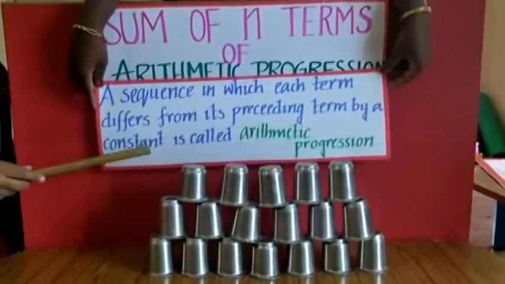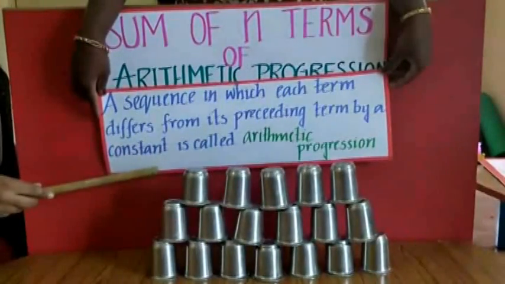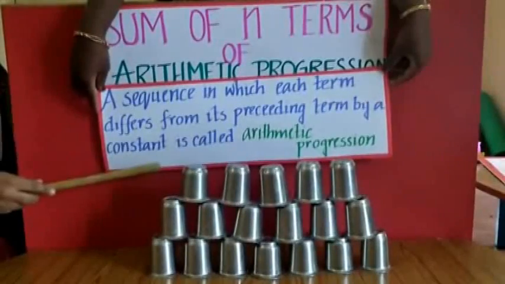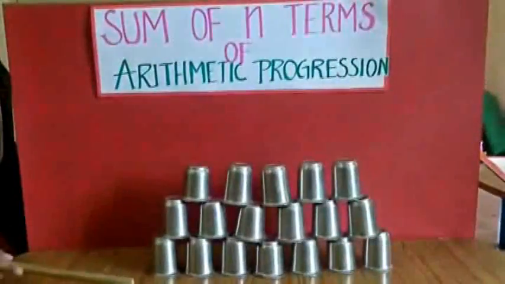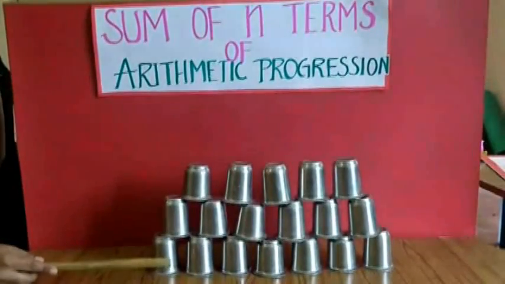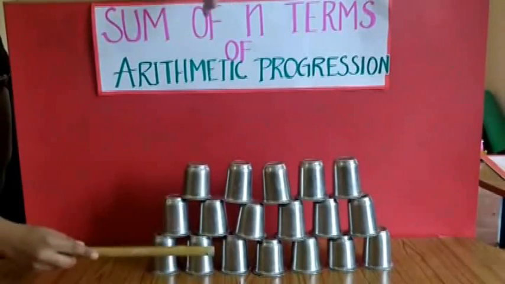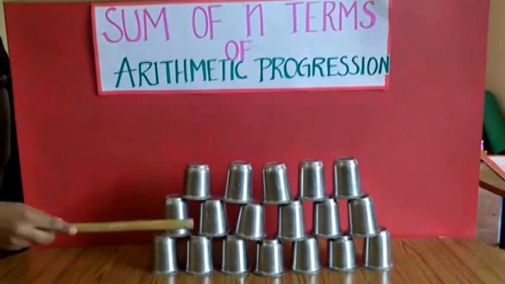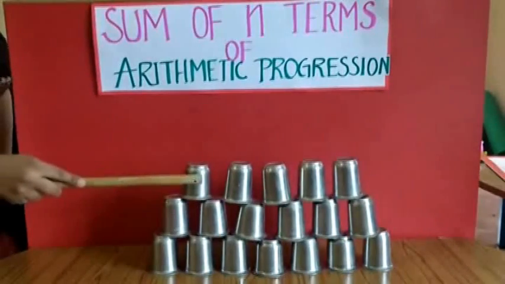A sequence in which each term differs from its preceding term by a constant difference is called an arithmetic progression. Let us look at this pattern of tumblers. At the baseline, you have 7 tumblers. In the next row, you have 6 tumblers. And in the last, that is the top row, you have 5 tumblers.